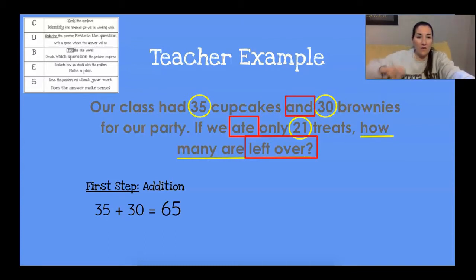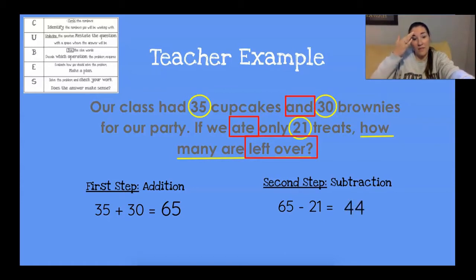So I'm going to take what I learned in my first step, that we have 65 treats, and then I'm going to take away however many we ate, which was 21. So my second step is going to be subtraction. And I'm going to take 65 minus 21. I can use whatever strategy works best for me, but I'll figure out that that's 44. So I can't just leave that. With story problems, we have to say what it is that we figured out. So 44 what? 44 treats, right? The question was how many treats are left over? 44 treats are left over.